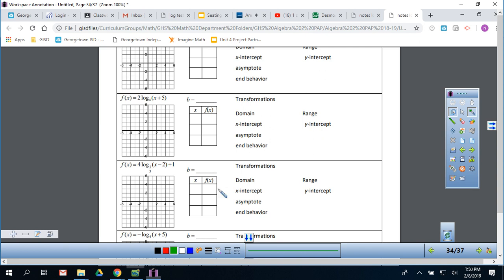Alright, so we'll do the third one because that has a little bit of everything. The first thing I'm going to do is the transformations before we do anything else. So what are the transformations happening here? It's going up one, to the right two, and has a vertical dilation of 4, and then a horizontal dilation of 3, right? So up 1, right 2, and a vertical dilation of 4.